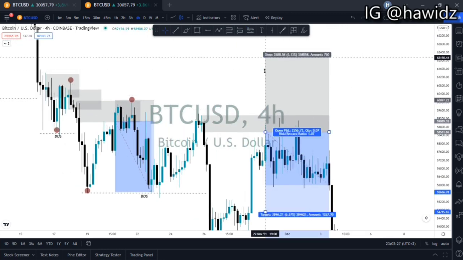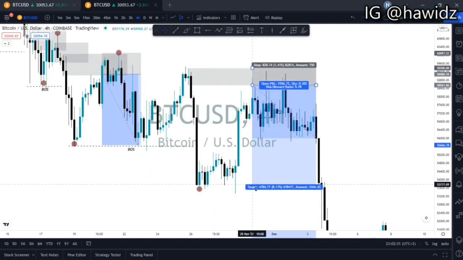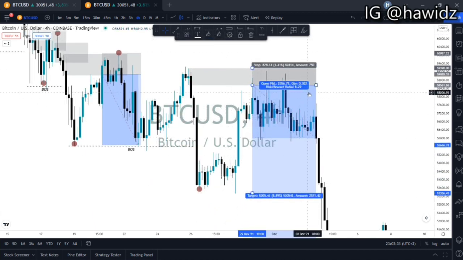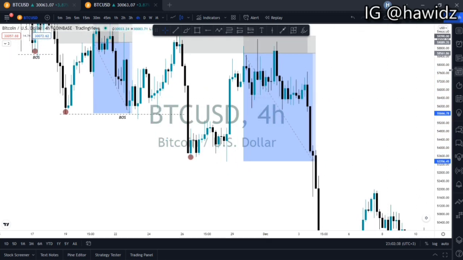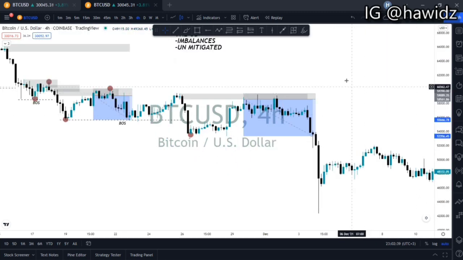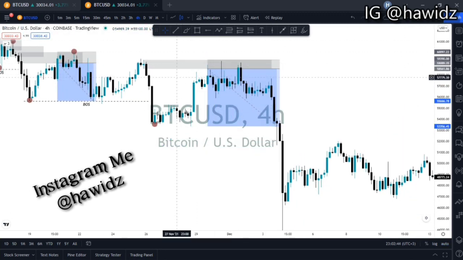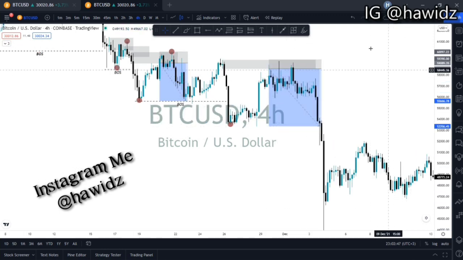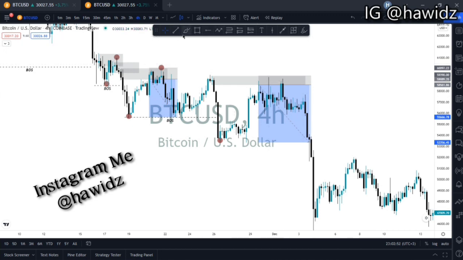So I'm just showing you guys how you would have taken your entries in the smart money space and how it would have turned out for you. So boom, that's your entry right there, and price just comes all the way down here. Let's continue following price. So that's your second entry, and we're still looking for entries, because that's what we traders do.